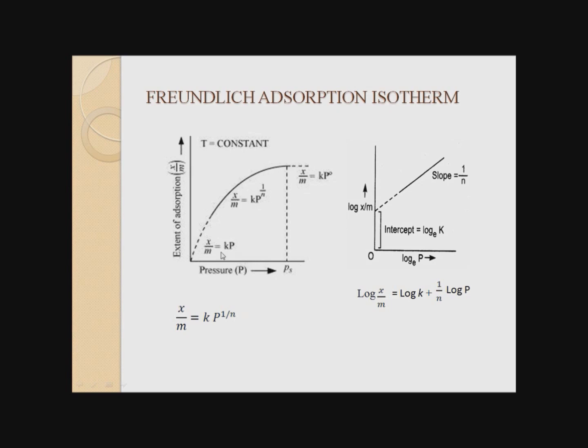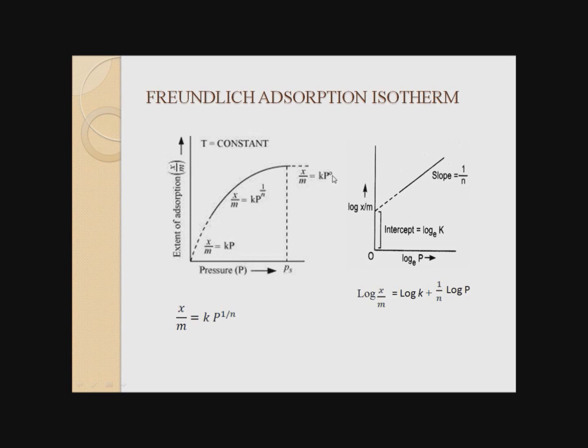At low pressure, the graph is nearly straight and is shown by the dotted lines, and this is represented by the equation x by m is equal to Kp. At high pressure, x by m becomes independent of the value of pressure and is thus represented by x by m is equal to Kp raised to power 0.